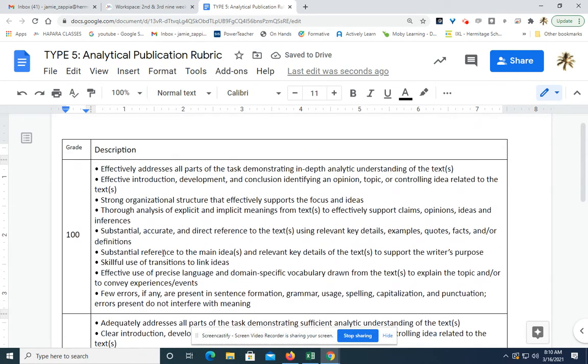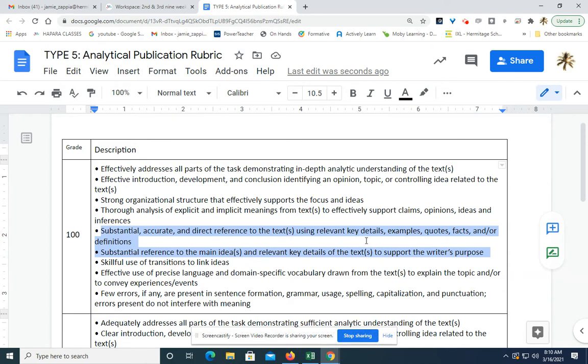I want to first briefly talk about the number of bulleted items that tie into analysis, pure, unadulterated analysis. That means analysis must be in-depth, both implicit and explicit. So let's look at the number of bullets that tie into analysis. Bullet 1, analytic understanding, in-depth analytic understanding. We have bullet 1 being strong analysis, thorough analysis, implicit and explicit in bullet 4. We have in bullet 5 and 6, it also mentions text evidence tying in with your analysis.